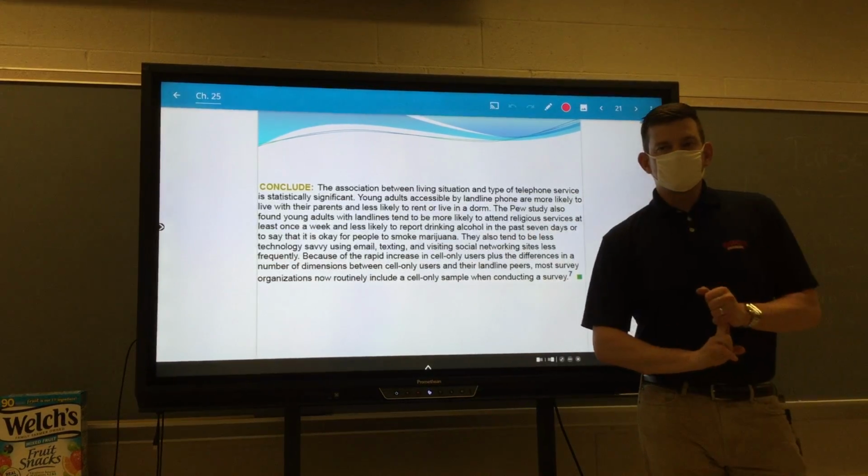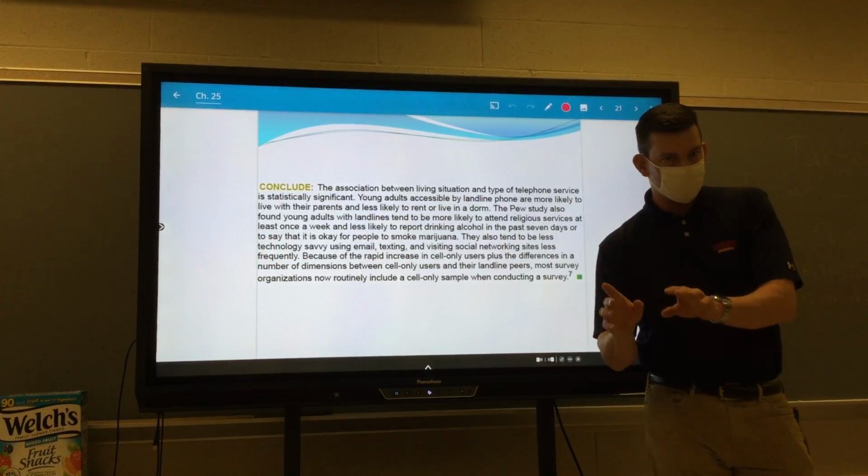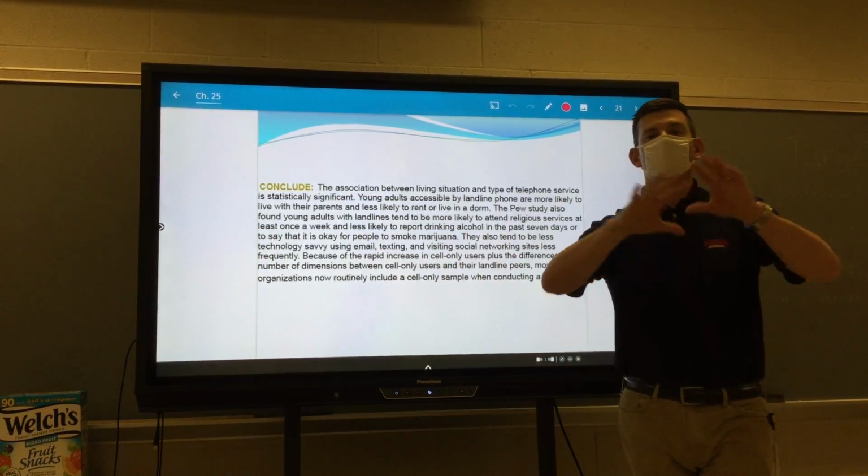So, big differences here. Chi-square test for independence. You're taking things from a single sample.